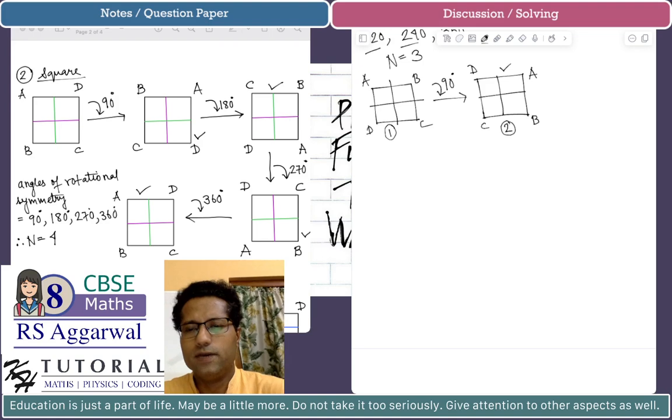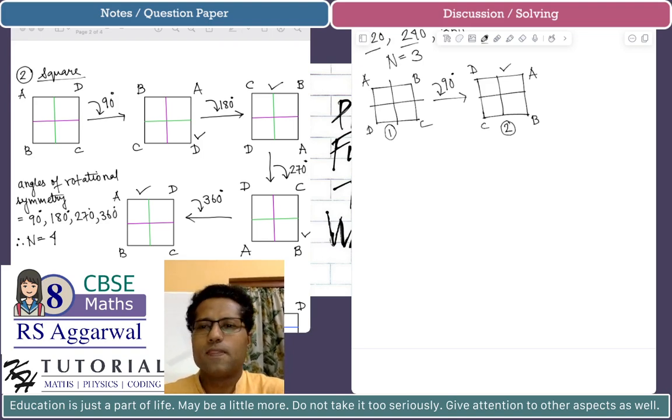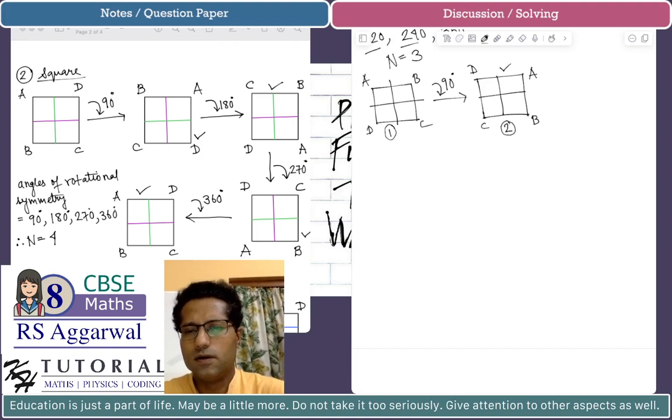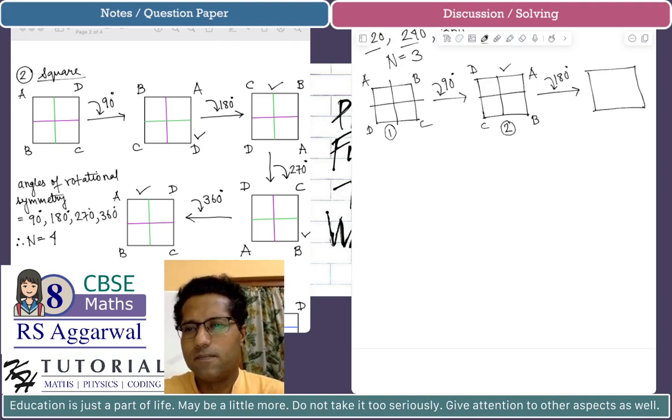So at position 2, we can see the square is looking identical to the square at position 1. At position 2, the square has been rotated 90 degrees clockwise. Now if I rotate the square in position 1 by 180 degrees clockwise, it will again look exactly the same, but definitely the position of the vertices has changed.